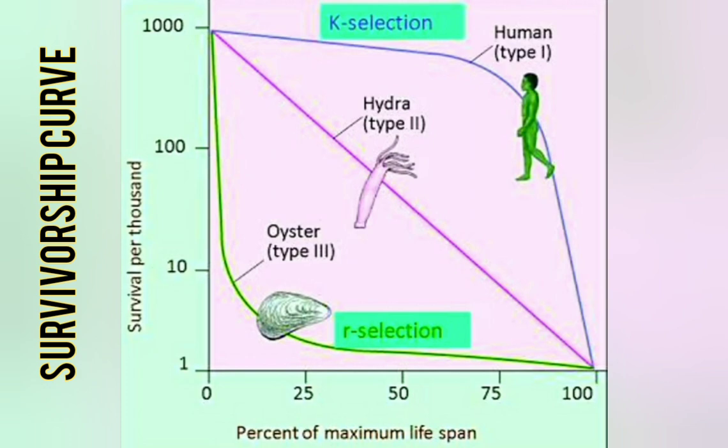For type 3, for oysters, frogs, fish, and all those organisms, they have many offspring, high infant mortality, and high survivorship once a certain size and age is attained.